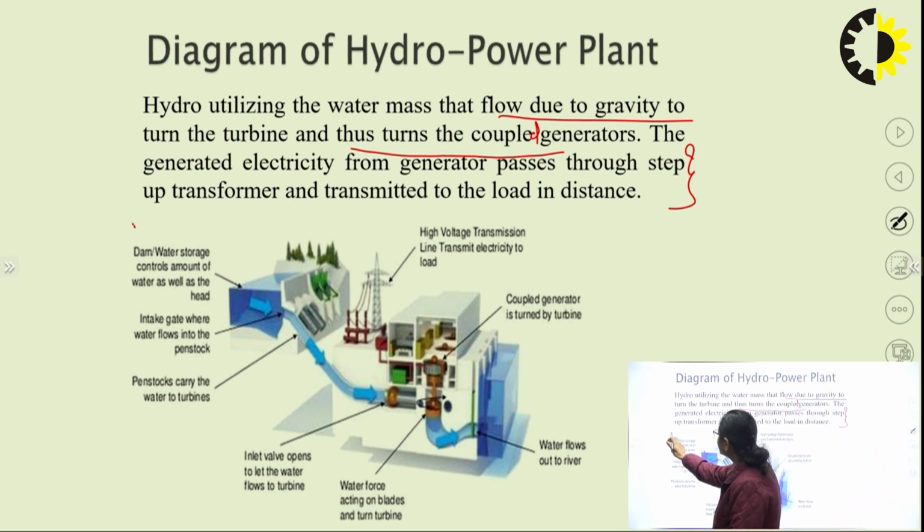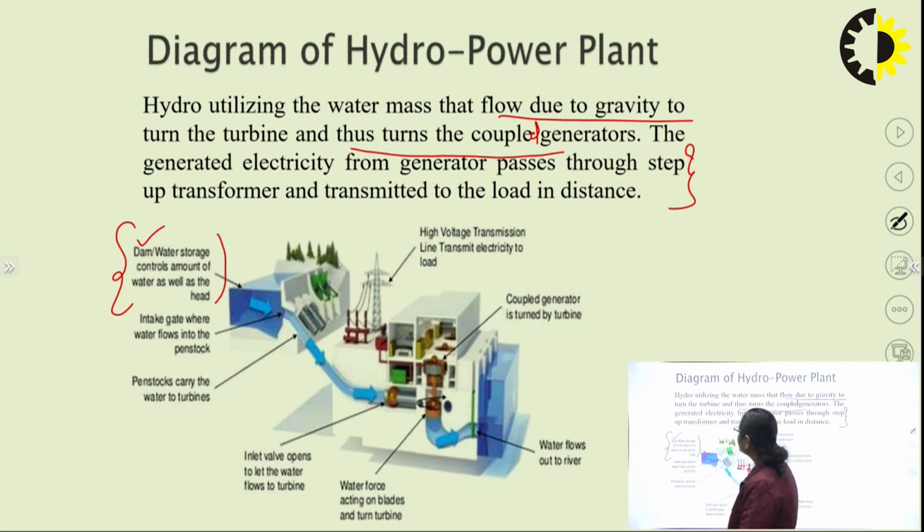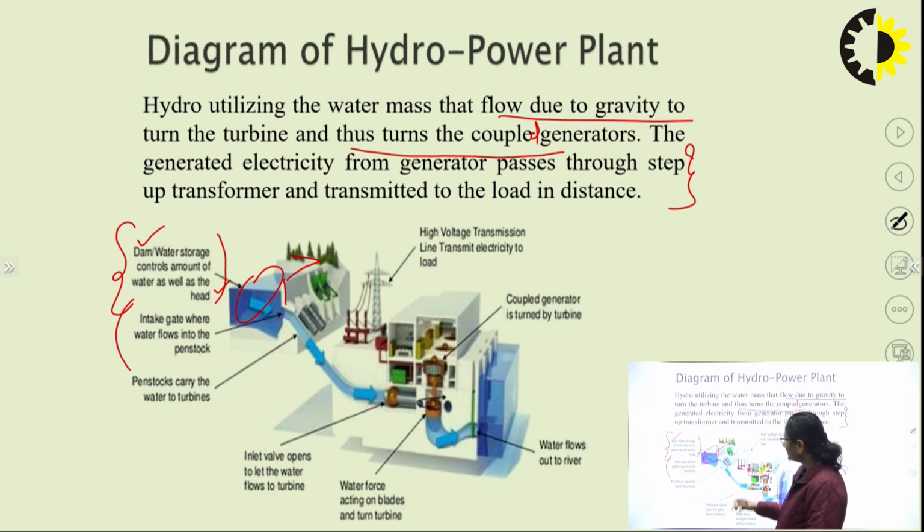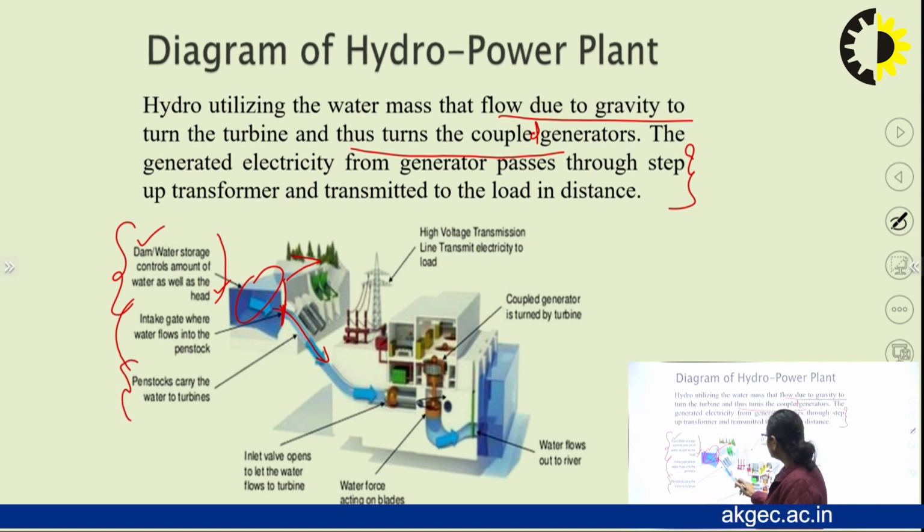Starting from here, it is the dam which is used for water storage. Dam actually controls the amount of water as well as the head. We can very well see the dam over here. This is the stored water. Then intake gate where water flows into the penstock. At this point, we can see the intake gate. It is a valve through which the water flows into the penstock. This is the penstock. Penstocks actually carry the water to the turbines.